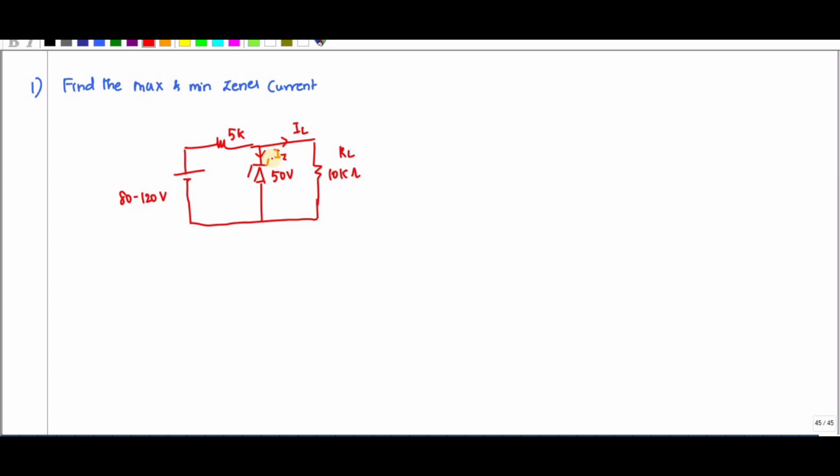So what is my I? I is nothing but IL plus IZ. If I substitute, this is your 80 and the voltage across this one is 50 volt. So 80 minus 50 divided by 5k. 80 minus 50 divided by 5k is 30 divided by 5k. That is nothing but 6 milliamps.